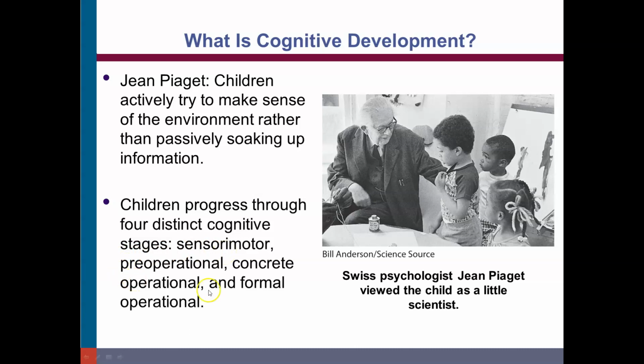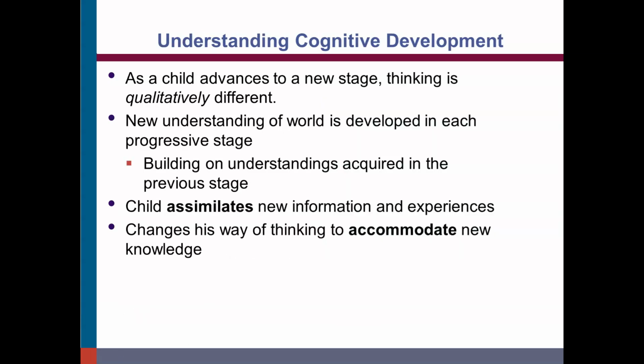Now, preoperational, we're going to go forward and take a look at some of these a little more in depth. As a child advances to each stage, their thinking becomes different, qualitatively. And you see I put that right here, qualitatively. Qualitatively just means the quality of their thinking is different. That's all we really have to be focused on right now.